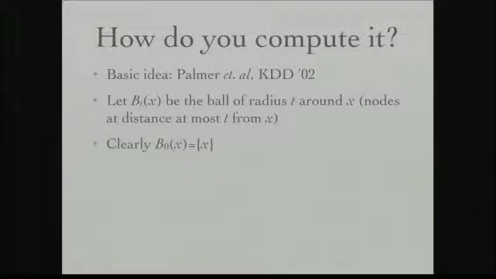So clearly the ball of radius 0 is just x, but the nice thing is that you can compute any ball just by dynamic programming if you know the smaller balls. So the nodes that are within distance t plus 1 from x are x, and the nodes at distance at most t from each of its out-neighbors. Because if I can go from x to y in t plus 1 steps, I must have done one step to get to a neighbor, and then at most t steps.